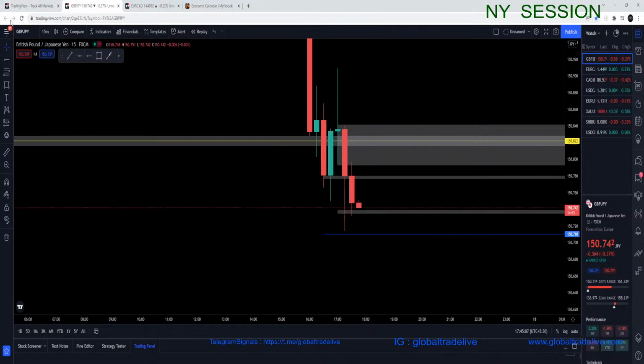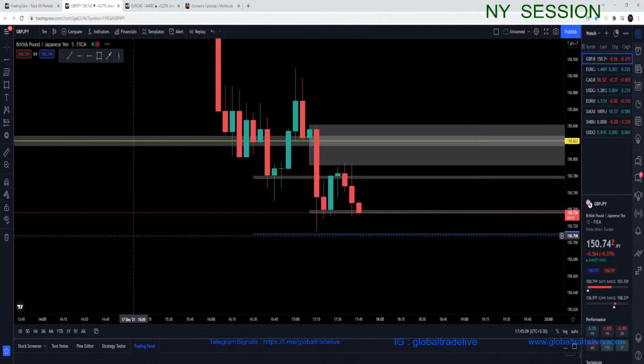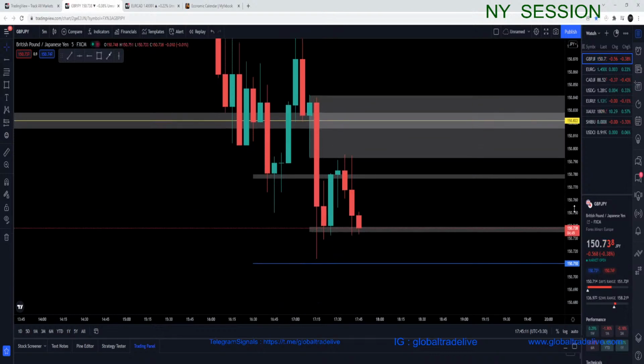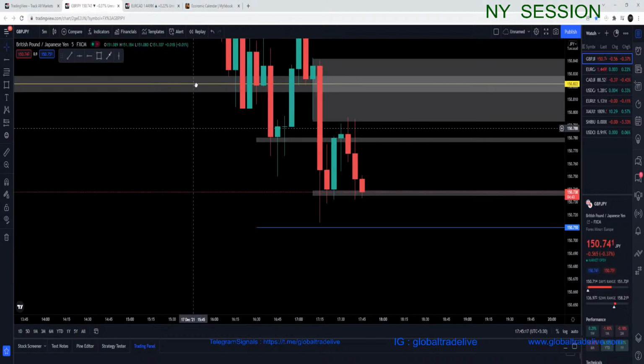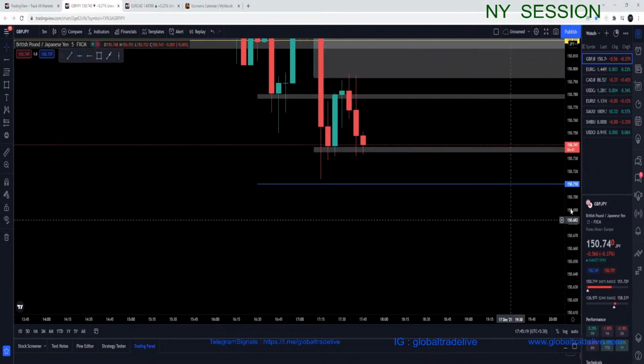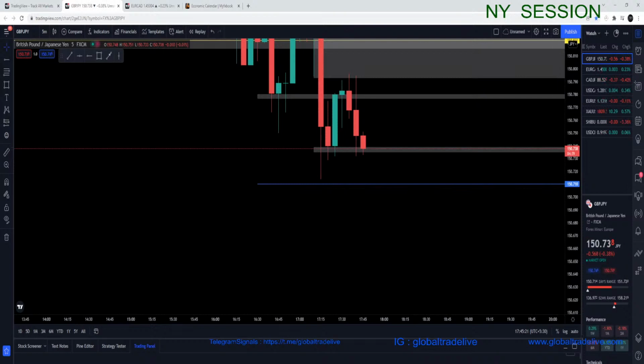So the 15-minute candle closed into that area. The previous one broke the low. I think if the price breaks 150.700 or 710, then it should continue moving down.